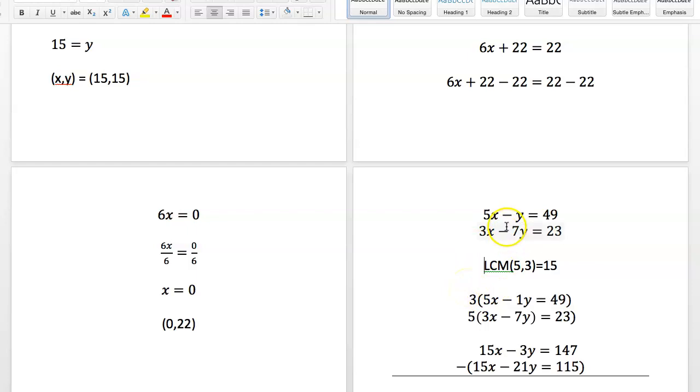So I want to turn 5x and 3x each into 15x. To turn 5x into 15x, I need to multiply it by 3. To turn 3x into 15x, I need to multiply it by 5. So I do so. I distribute 3 through the top equation. I distribute 5 through the bottom equation. And I get 15x minus 3y equals 147.